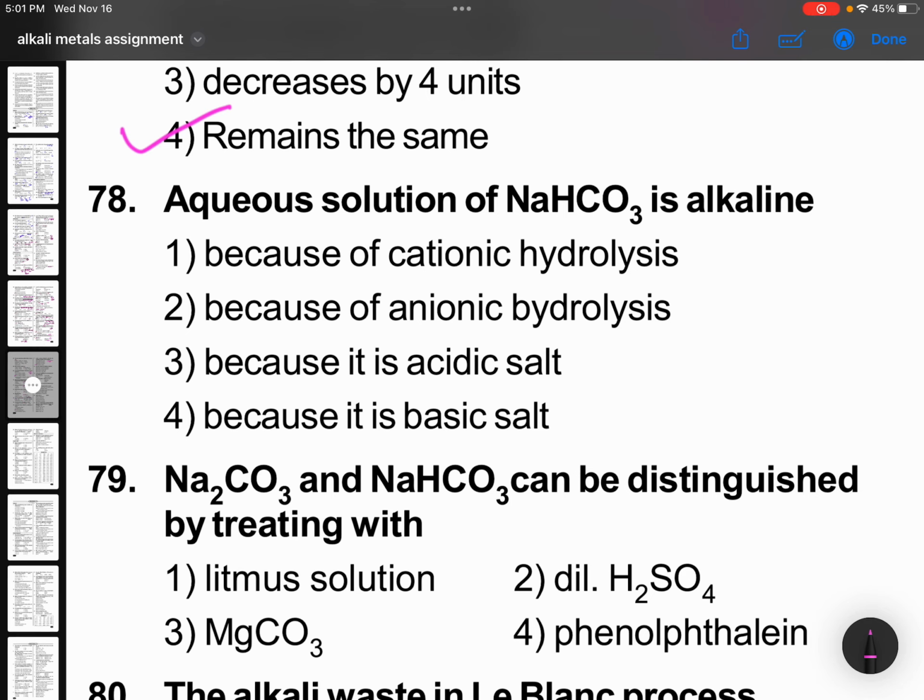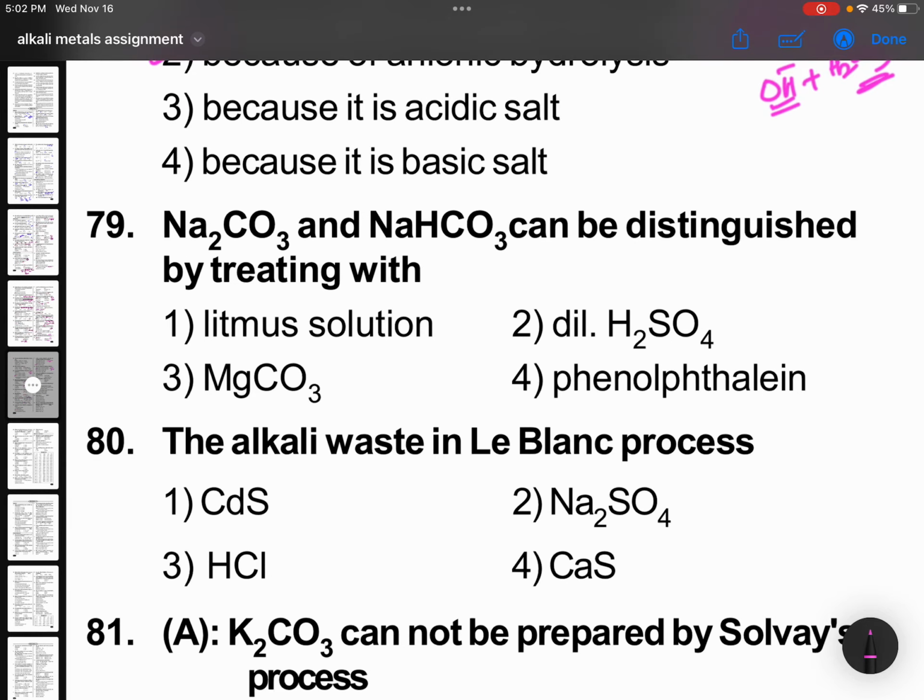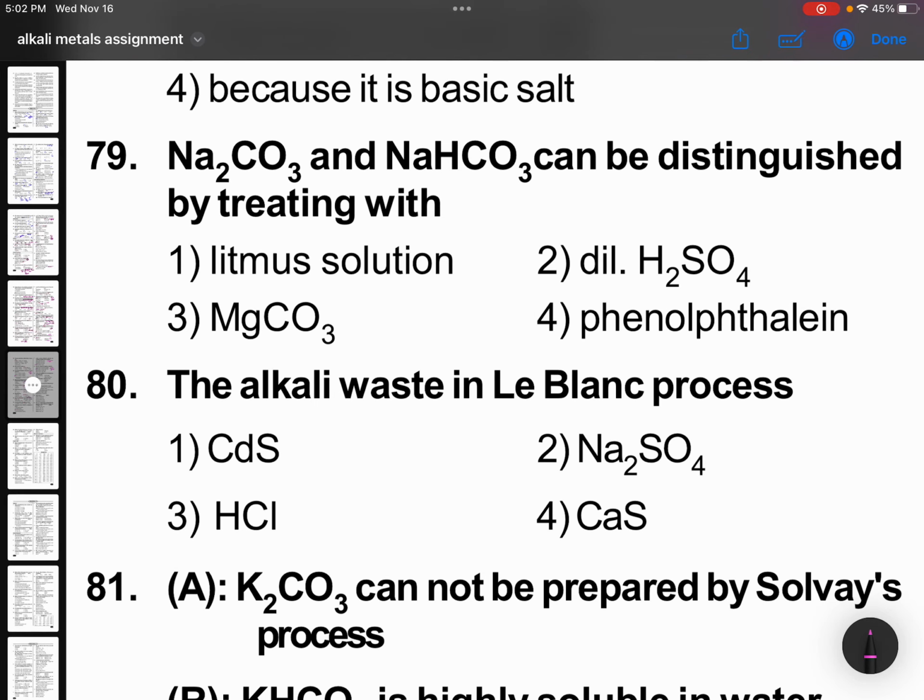78. An aqueous solution of NaHCO3 is alkaline. Same, Na2CO3 is alkaline, NaHCO3 is also alkaline because of anionic hydrolysis. Okay, now HCO3 minus coming from weak acid. So when it reacts with water, it forms OH minus plus H2CO3. Because of OH minus, it is going to be basic in nature. We were discussing in acids and bases, ionic equilibrium. Done.